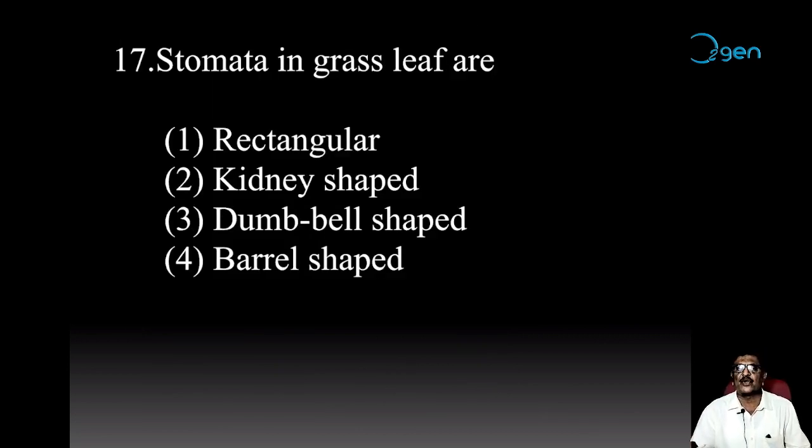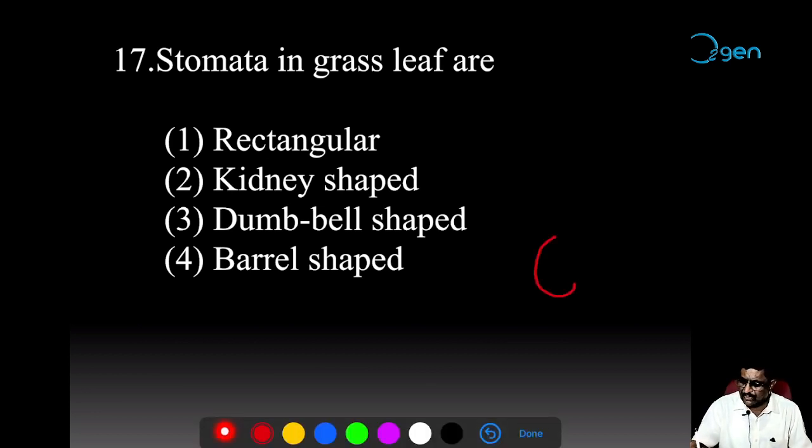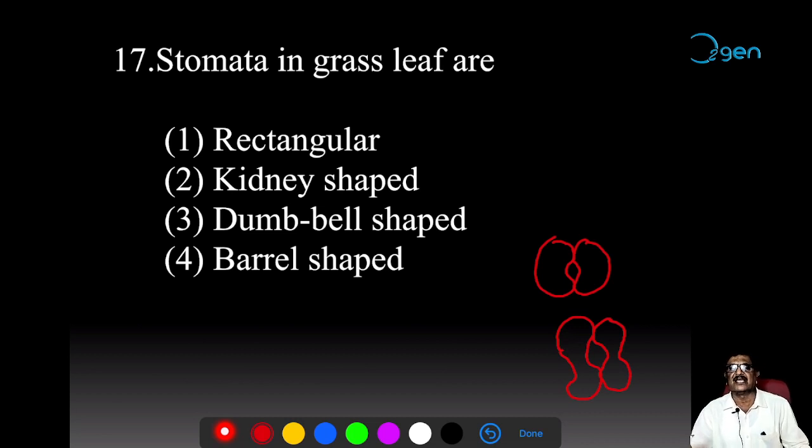17. The stomata in grass leaves are. The stomata are covered by special guard cells. Those guard cells in the dicotyledonous plants are kidney-shaped, whereas in the monocot or grass, they are dumbbell-shaped. Like this one. So in the grass, the stomata consist of dumbbell-shaped cells.